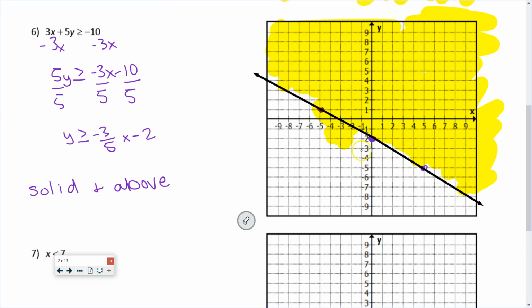Dylan, is the origin a solution to this inequality? Yes, it is. Good. It's in the shaded region. Maddox, is the y-intercept a solution to this inequality? Yes, because it is a, anybody? It is a solid line. Good, Josh. Good. Still feel okay?